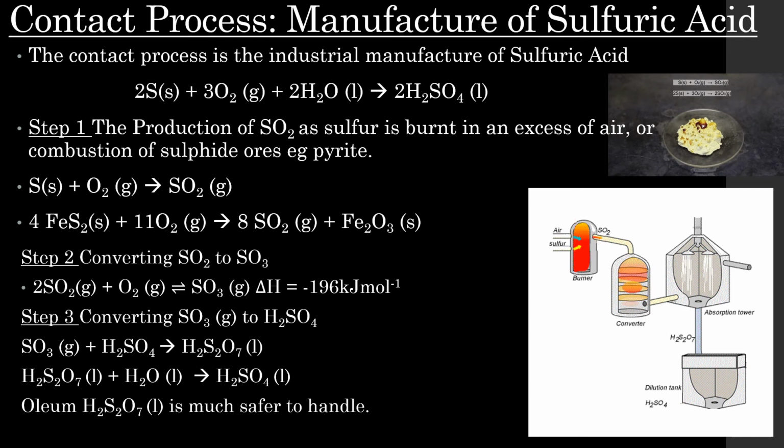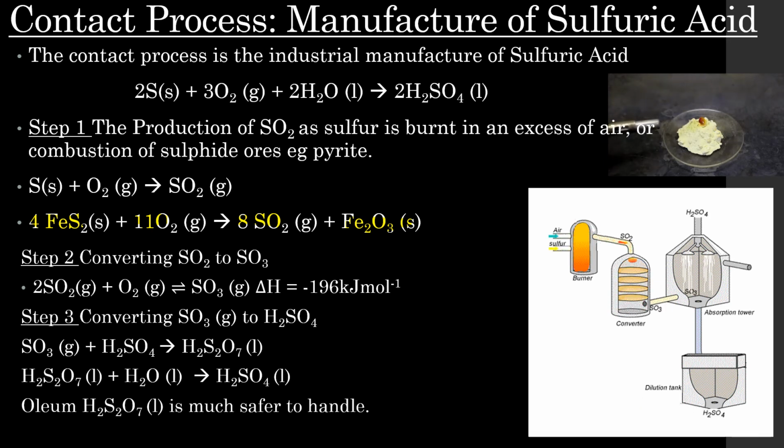So the first step is just the production of sulfur dioxide as sulfur is burnt in an excess of air. Or you could combust a, what do we call them, a pyrite molecule. So for example, iron pyrites there. So we've got 4 iron sulfides there. So that's pyrite plus 11 oxygens to get 8 sulfur dioxides and an iron oxide there, which looks a lot like rust, doesn't it?